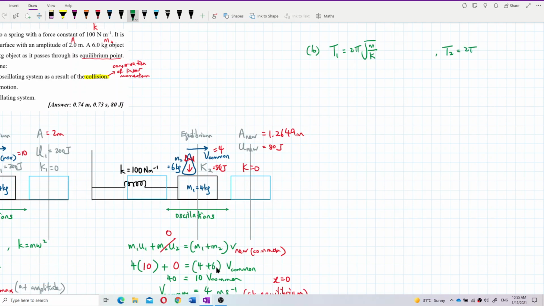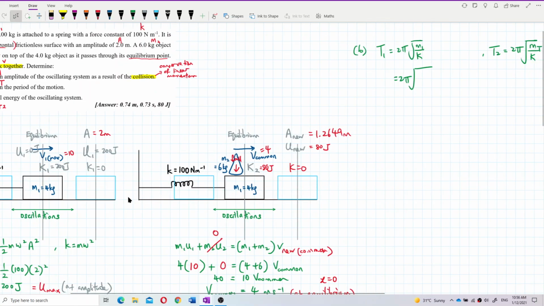And then after that, we can find the delta period. The difference is just, this is M1, this is M total, mass 1 plus mass 2, yeah? Okay, so let's calculate 2 pi. The mass 1 is just 4 kilogram, and the spring constant is still 100, right? So what's the answer for this one? 4 divided by 100, square root, and then multiply 2 pi.